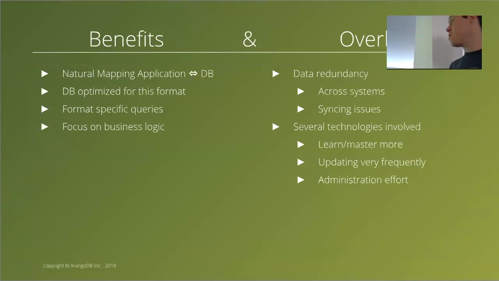And of course, you end up with all kinds of syncing issues. So what if the graph database fails and there is some synchronization to the document store ongoing? How can you get that back up and running? If the document store continues for a while and then the graph database comes up again, it's out of sync.